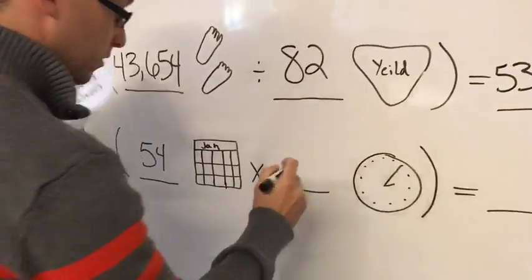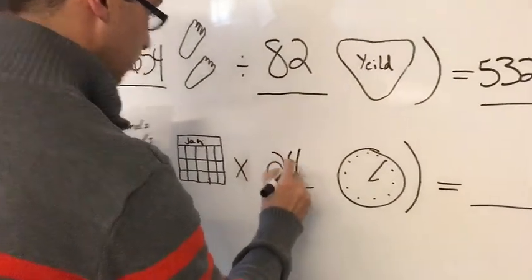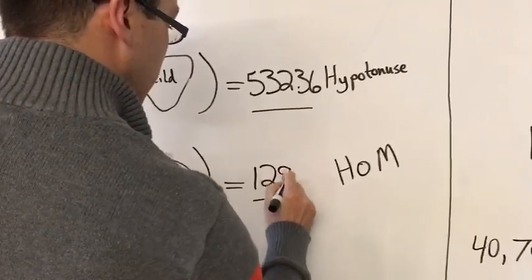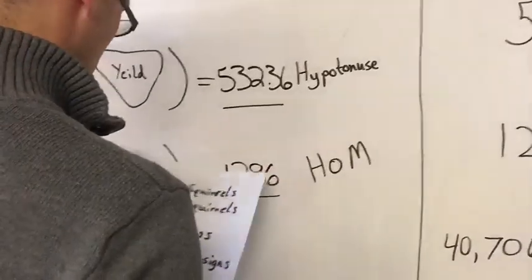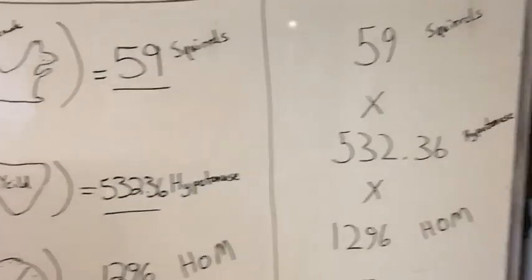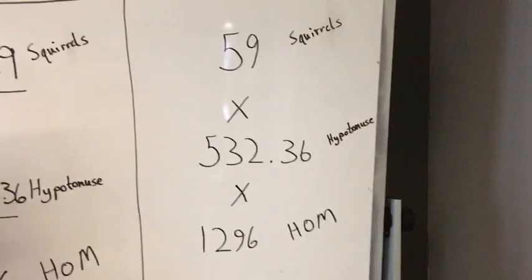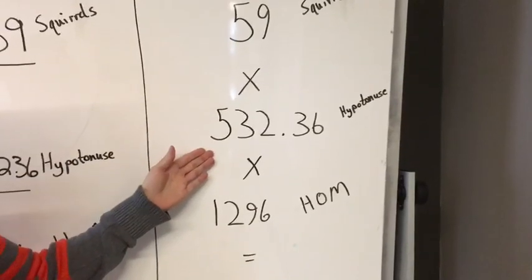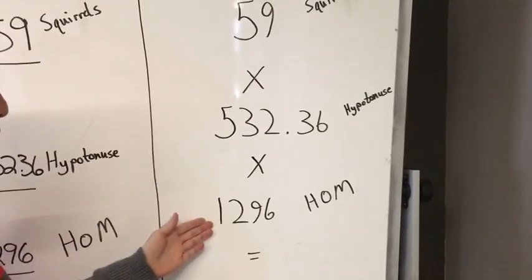And finally, we're down to the number of days on market, which we have 54 in January here, and the number of hours, 24. You're going to multiply those, and that's going to give you 1,296 hours on market.